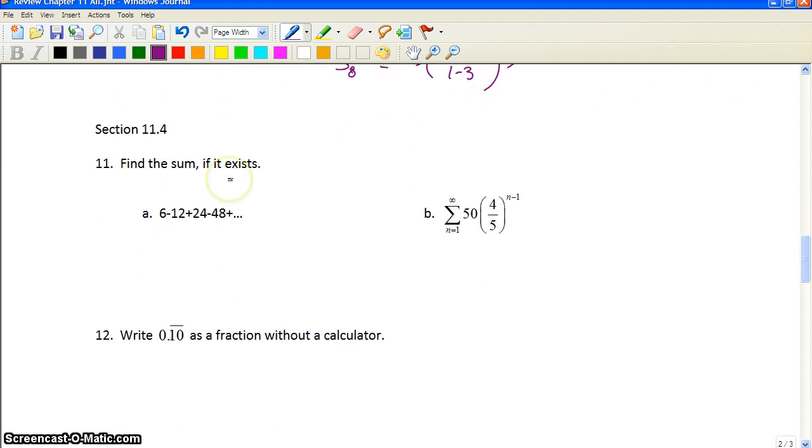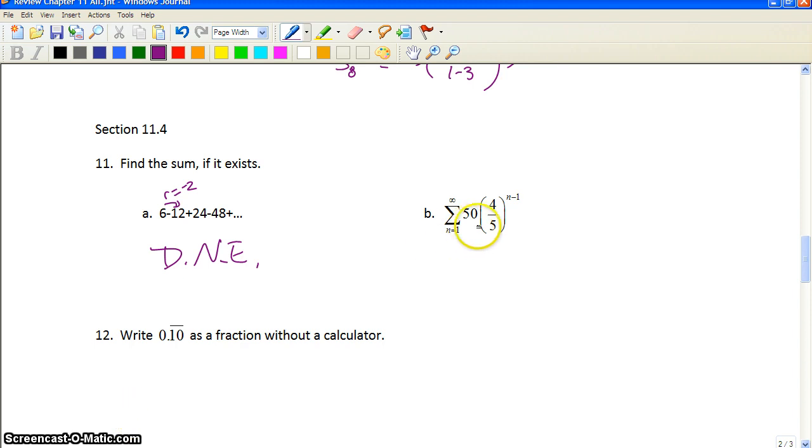Alright, find the sum if it exists. Okay, let's figure out what series this is. Looks like it's going to be a negative because the signs are changing. And it's got to be multiplying, so it's going to be multiplying by negative 2. Check it. Good. So that's the rate. So our rate is negative 2. By the way, that absolute value of that rate is greater than 1. So the sum of the series does not exist.